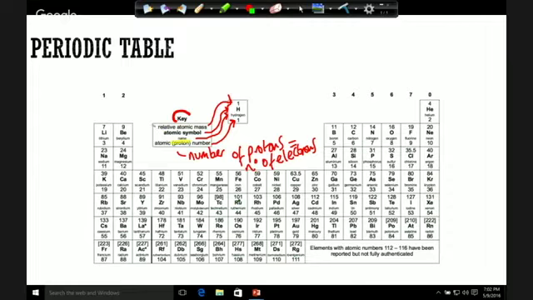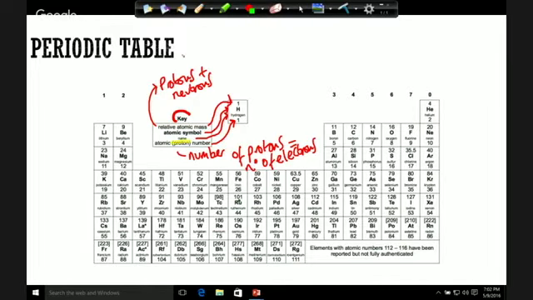Now the atomic mass is made up of the protons added to the neutrons, okay? Because we'll talk about why a little bit later in the next slide when we talk about atoms and what atoms look like, but for now I'll just write that down. We'll refer back to it in a minute.